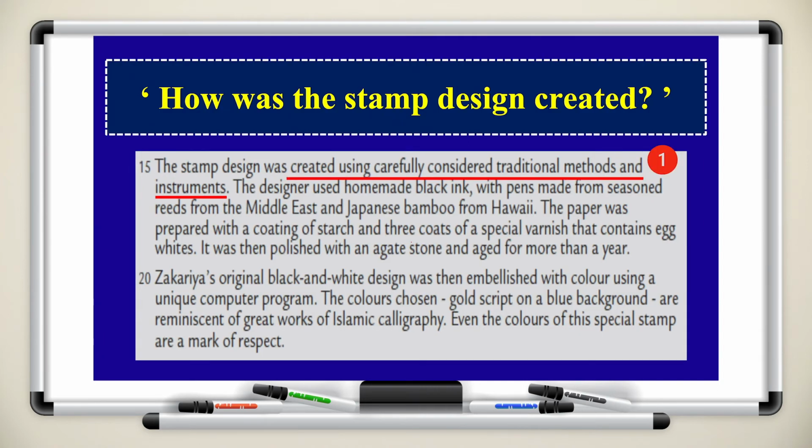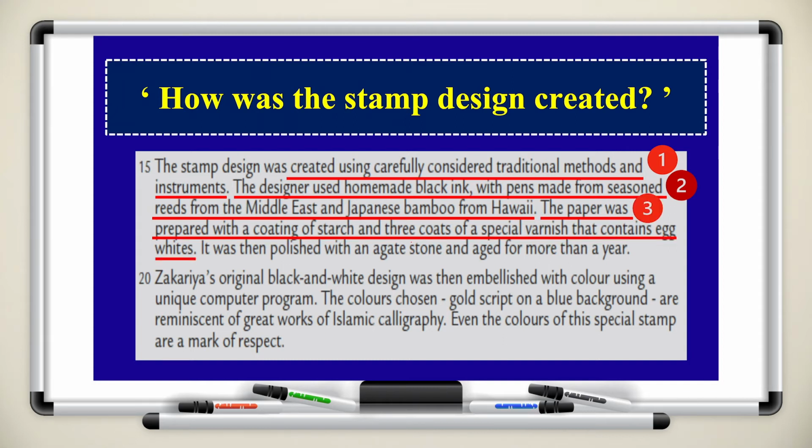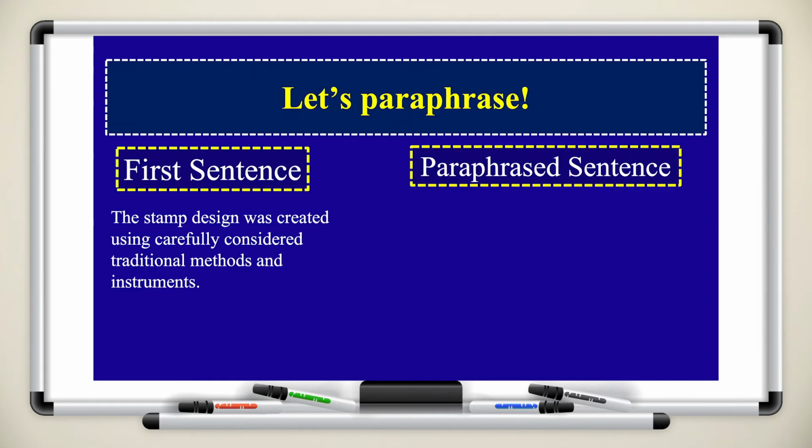So here we have the first answer. It was created using carefully considered traditional methods and instruments. The designer used homemade black ink with pens made from seasoned reeds from the Middle East and Japanese bamboo from Hawaii. The paper was prepared with a coating of starch and 3 coats of a special varnish that contains egg whites. And the last answer, it was then polished with an agate stone and aged for more than a year. So we found the answers to the question. Let's go ahead and paraphrase them together.